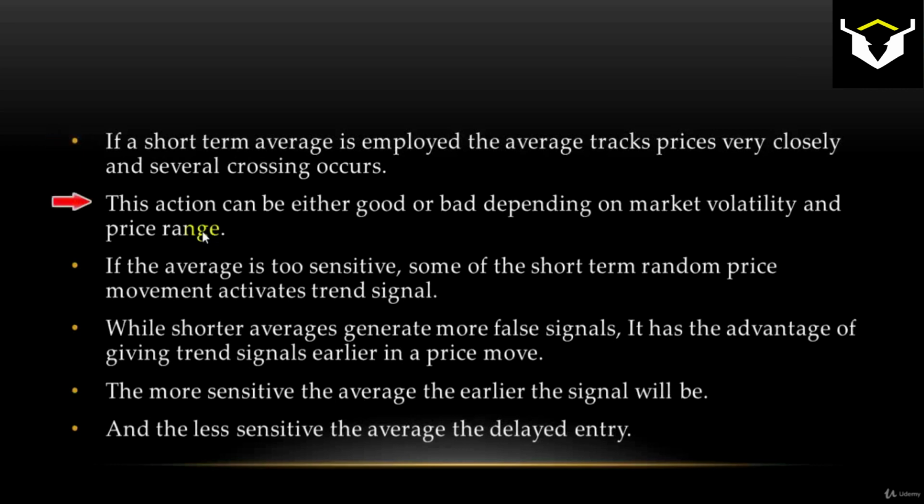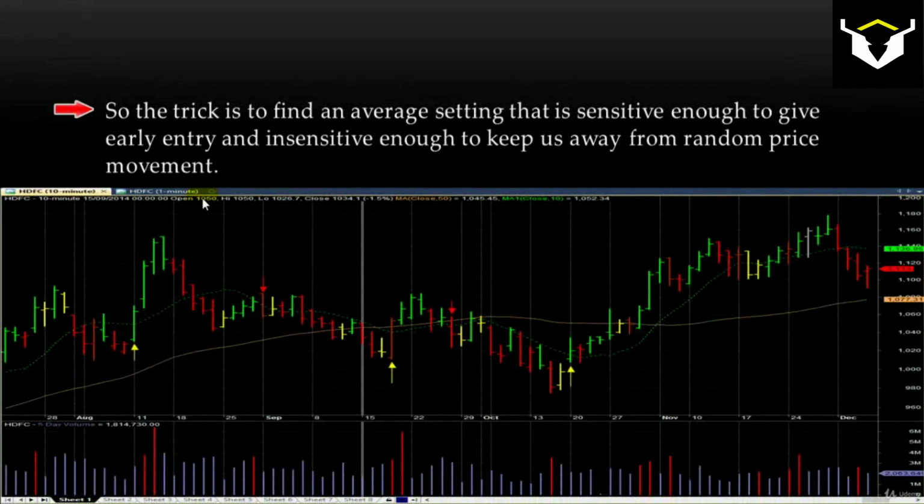This action can be either good or bad depending on market volatility and price range. If the average is too sensitive, some of the short-term random price movement will activate trend signals. While shorter averages generate more false signals, they have the advantage of giving trend signals earlier in a price move. The more sensitive the average, the earlier the signal will be, and the less sensitive the average, the more delayed the entry. So the trick is to find an average setting that is sensitive enough to give early entry and insensitive enough to keep us away from random price action.